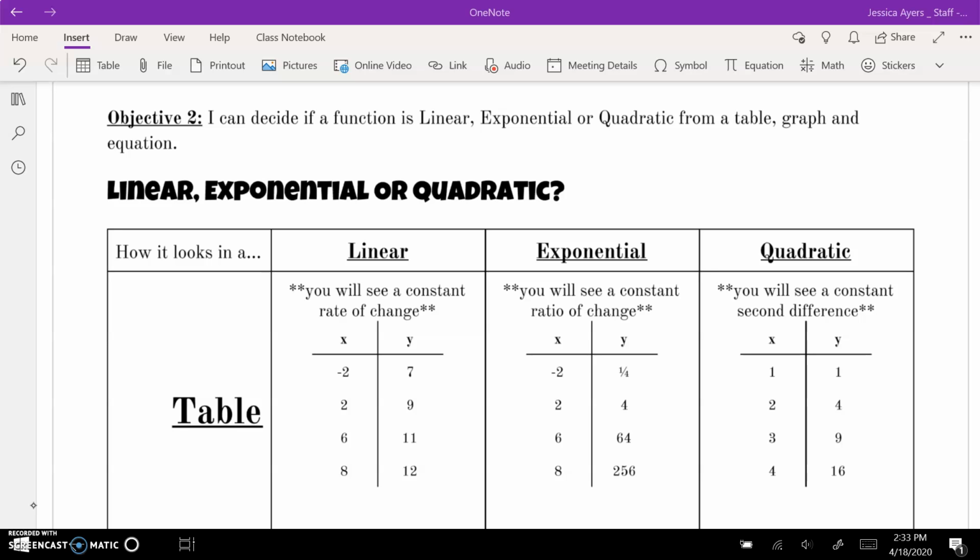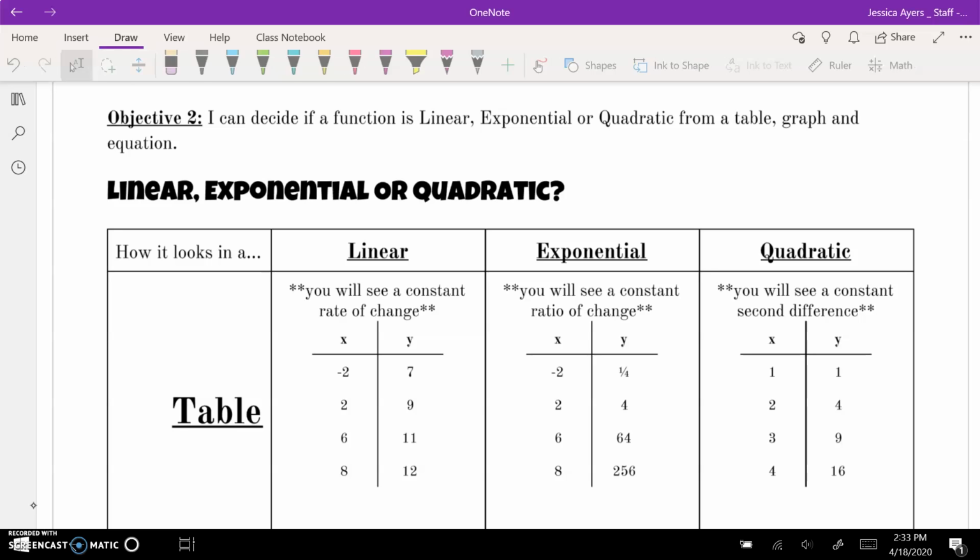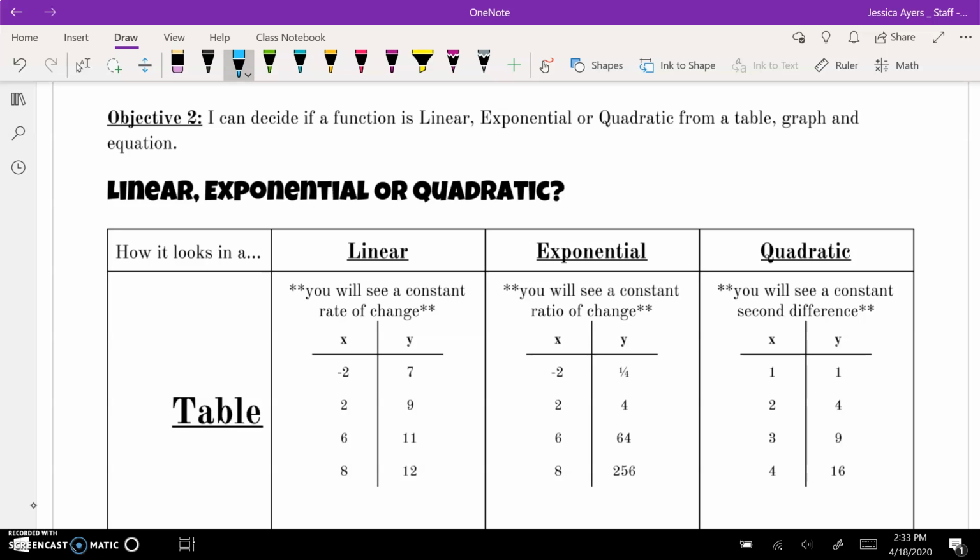So when you look at a linear table, you want to look and see, do I have a common difference? Am I adding the same amount the whole way down? Because you're looking to see if you have a constant rate of change. So I see to get from 7 to 9, I need to add 2. To get from 9 to 11, I need to add 2. And to get from 11 to 12, I have to add 1. So at first thought, we're like, well, that's not constant. It changes at the bottom.